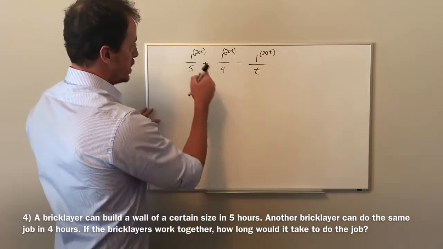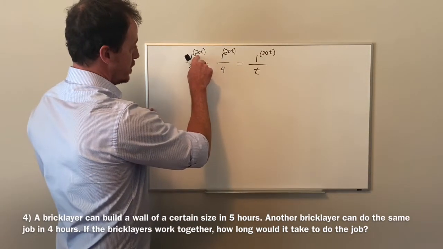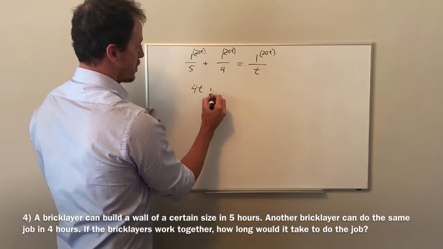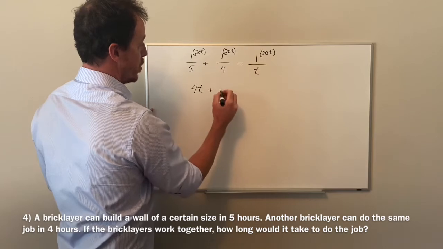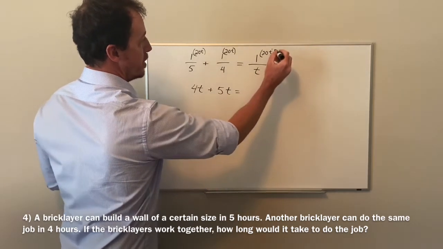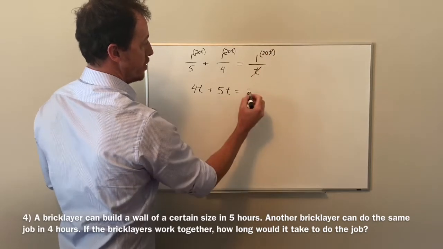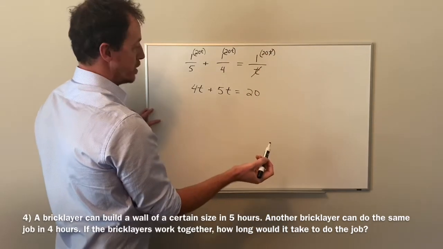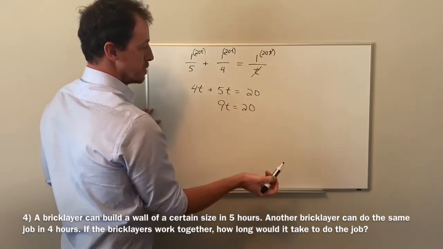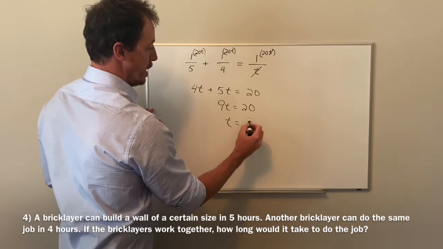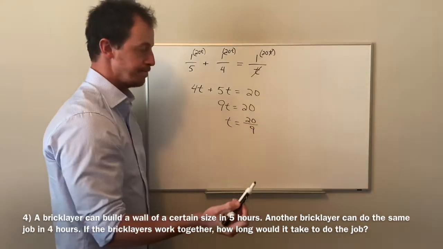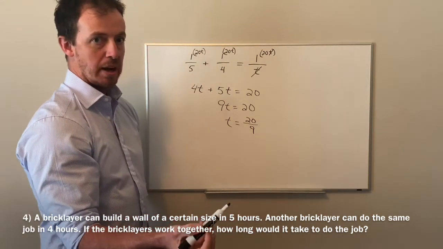That was the goal. So right here, I got 20 over 5. Well, 20 over 5 is 4, and then you got the t there. Plus, 20 over 4 is 5, and that also has a t. And then over here, the t's cancel, and so you just have 1 times 20, which is 20. 4t plus 5t is 9t. Divide both sides by 9. You get 20 over 9, which is 2 2/9.